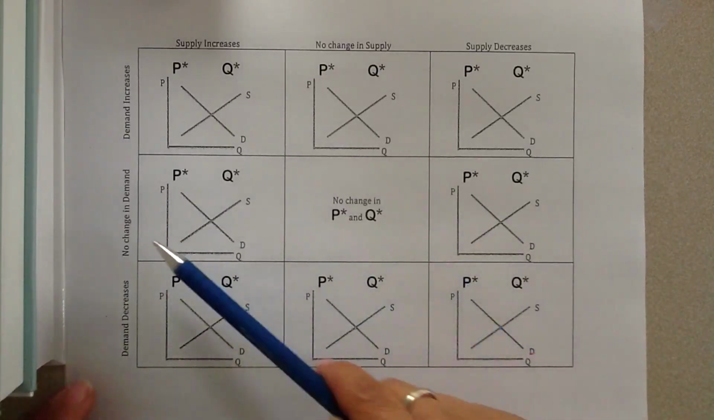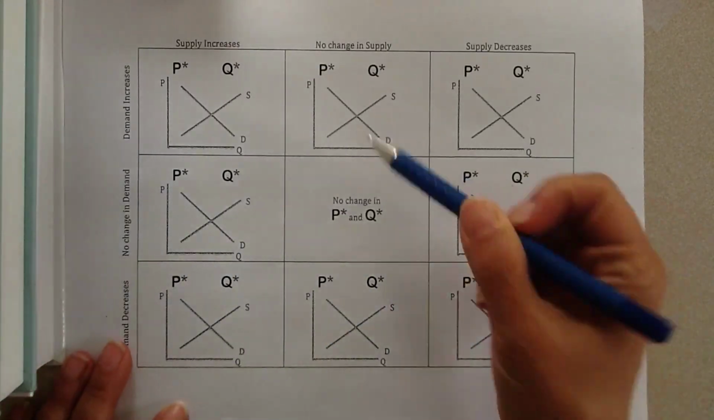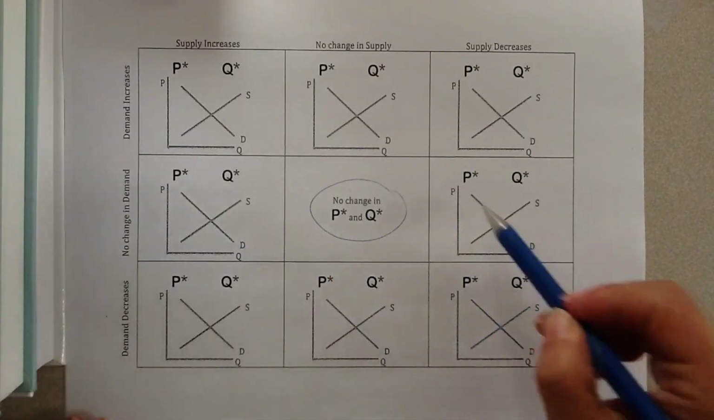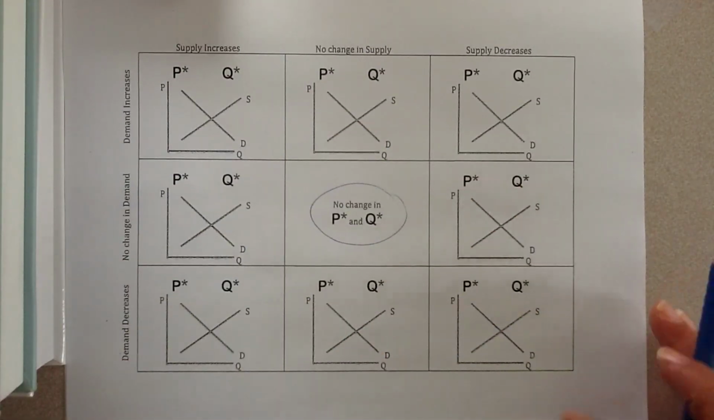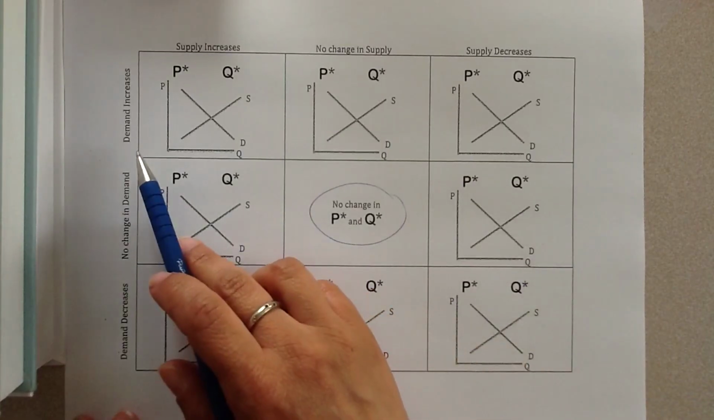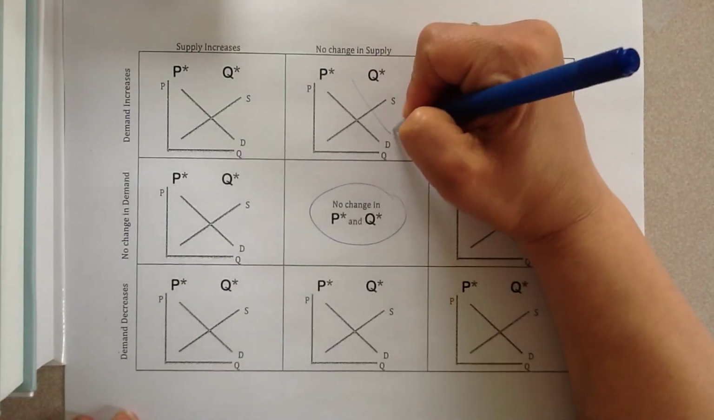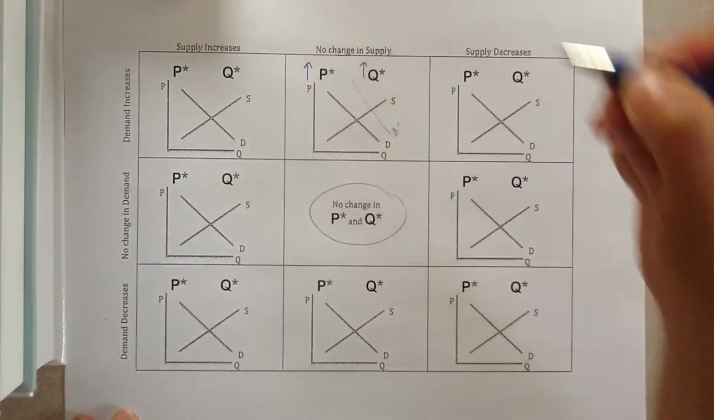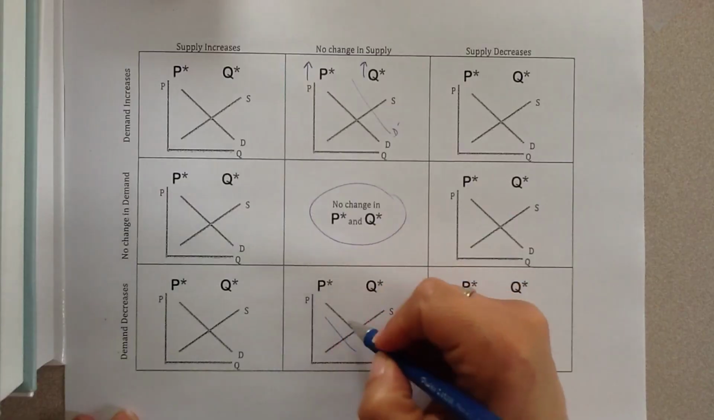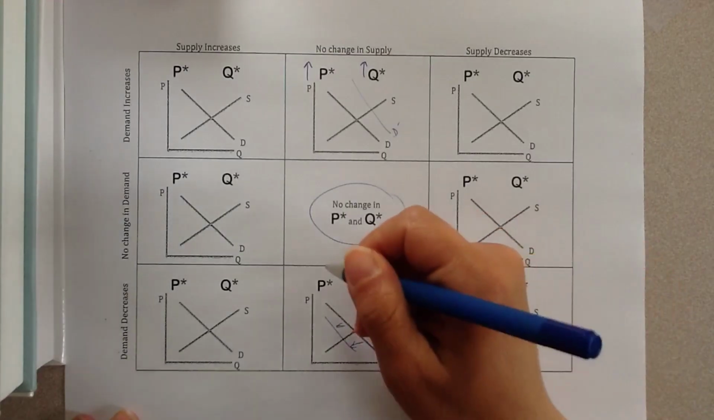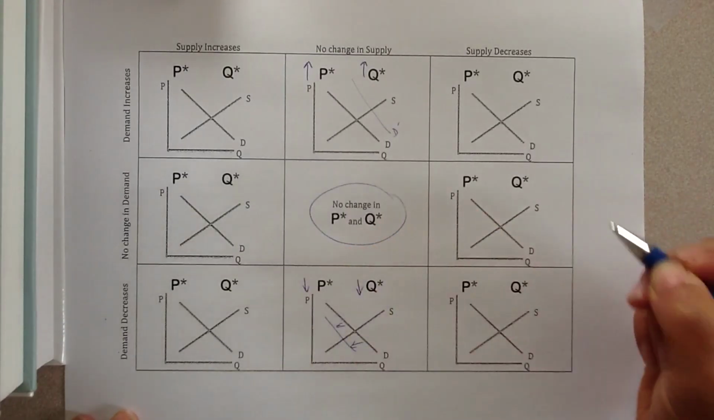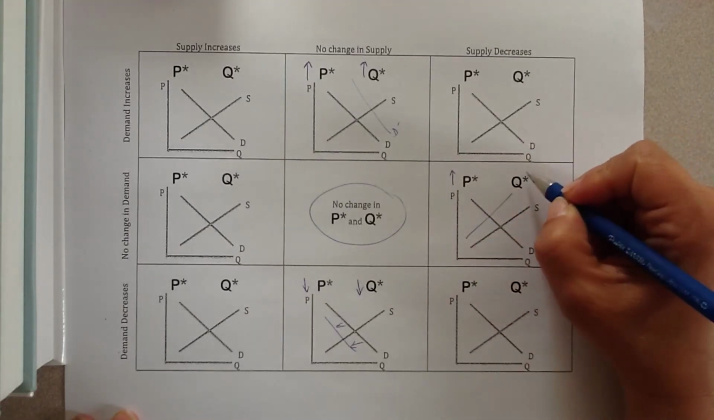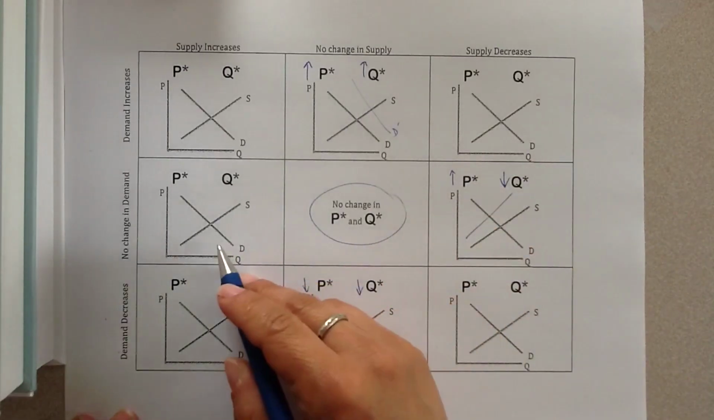So the middle box, there's no change in demand, no change in supply, so that means no change. That one's simple. And then these four, these are the ones that we did already where only one side of the market changes. So if we have an increase in demand, no change in supply, that looks like this. So we have an increase in price and an increase in quantity. Decrease in demand, that would be a decrease in price, decrease in quantity. Decrease in supply, increase in price and decrease in quantity.